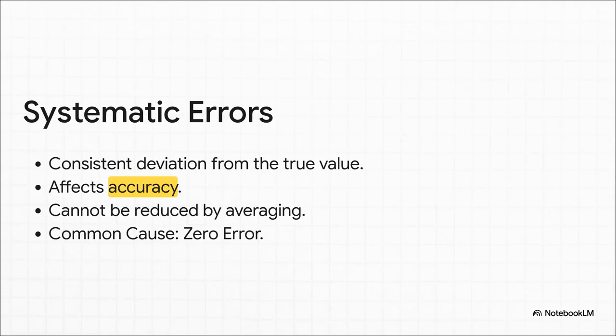Let's dig into systematic errors for a second. The thing you have to remember is that these guys are sneaky. Because they're so consistent, you can't just take more measurements and average them out. You'll just get a very precise average of the wrong number. A perfect example is a zero error. Think of a kitchen scale that says there's 10 grams on it before you've even put anything on.